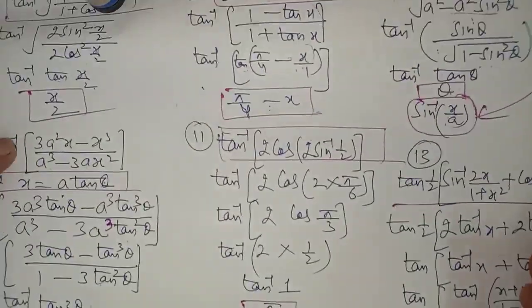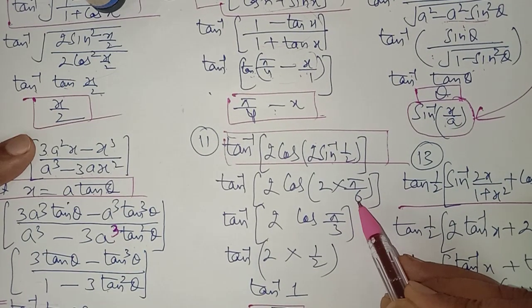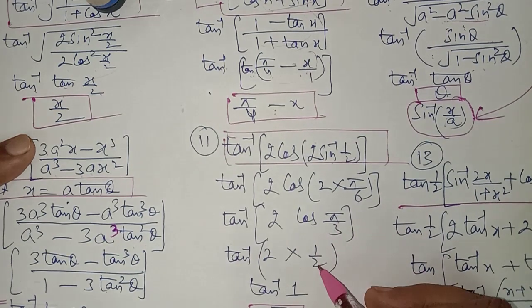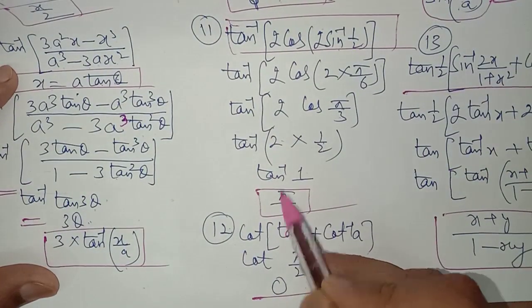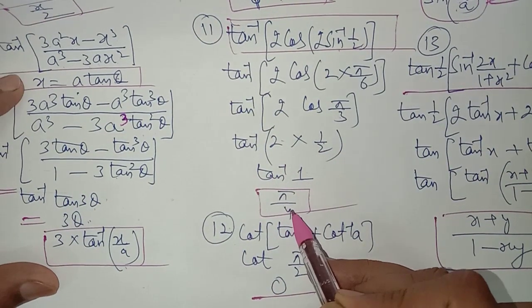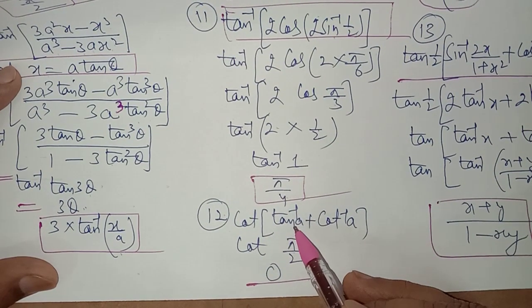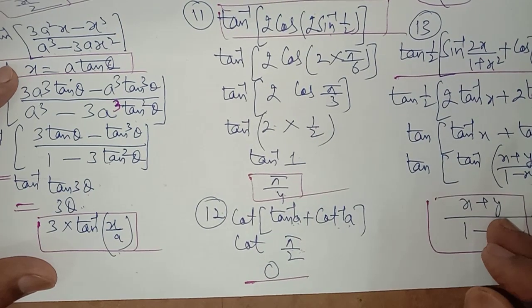Question number 11. It is a simple question. Sine inverse half is equal to 30 degrees, that is pi by 6. So 2 into 30 will be equal to 60. Cos 60 is equal to half, and 2 into half is 1, and tan inverse 1 is equal to pi by 4. You know it. This is again a very easy question. Tan inverse x plus cot inverse x, you know it is pi by 2. So cot of 90 is equal to 0.